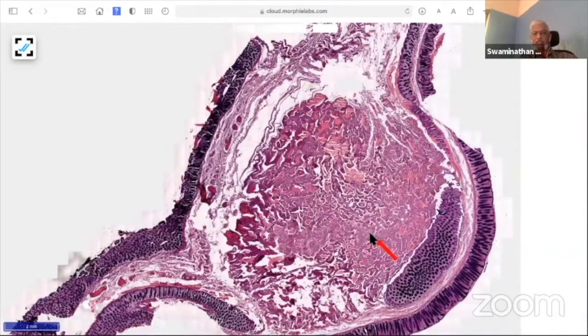And who cares? What is the impact on the patient? Whether you call it lymphangioma or hemangioma, it is the same. So don't do immunohistochemistry. Some people do D2-40 to prove it is lymphangioma.